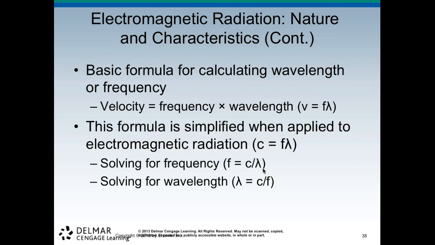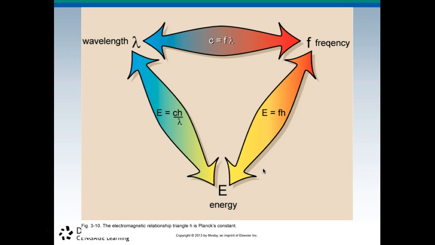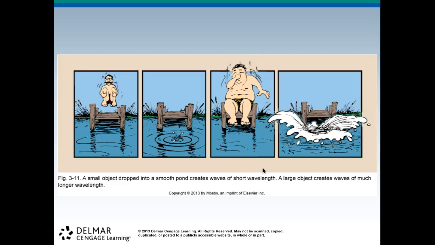So, electromagnetic radiation nature and characteristics. The basic formula for calculating wavelength or frequency. This formula is simplified when applied to electromagnetic radiation. So solving for frequency and solving for wavelength, there's your 2 formulas. And here, this is out of Taboo Song. I thought it was pretty good. So if you're having difficulty figuring out how to solve for the equation, it's here for you. And this is just a good example showing you the frequency and wavelength.